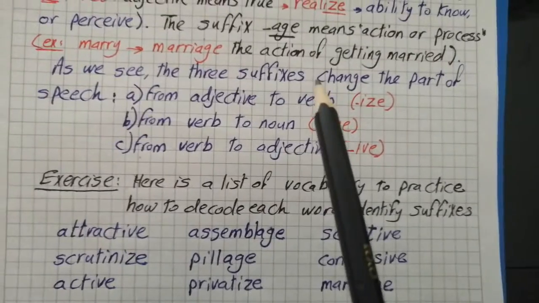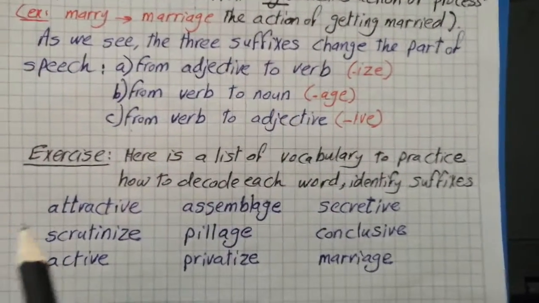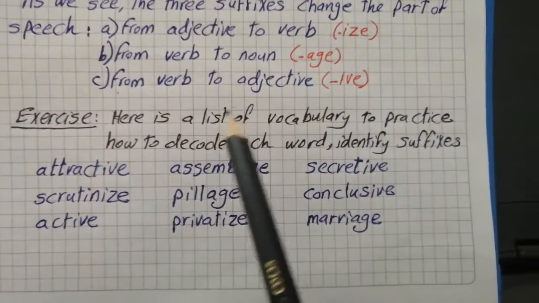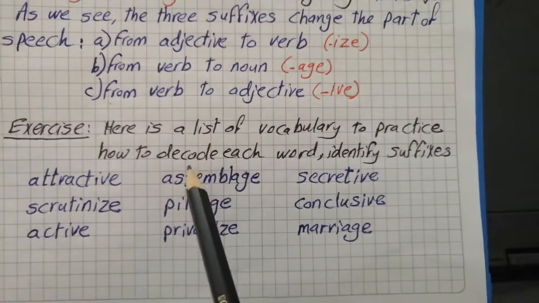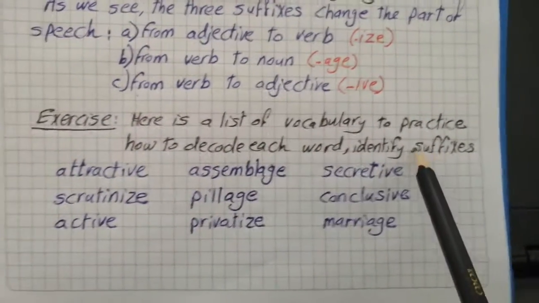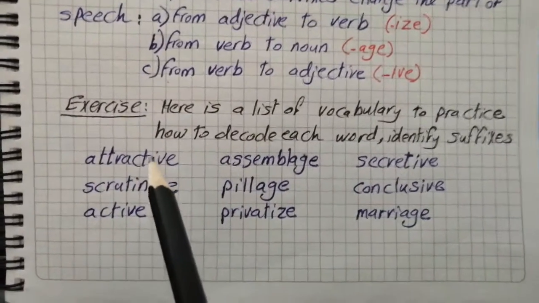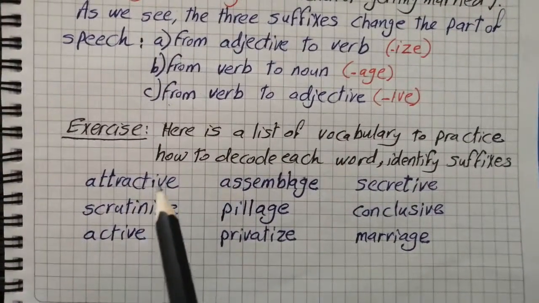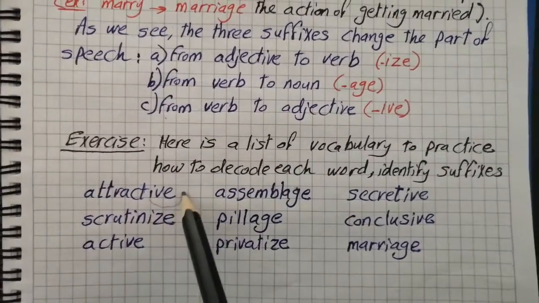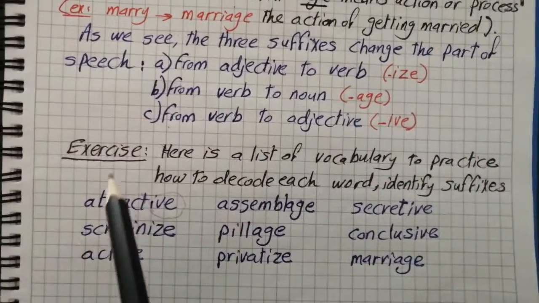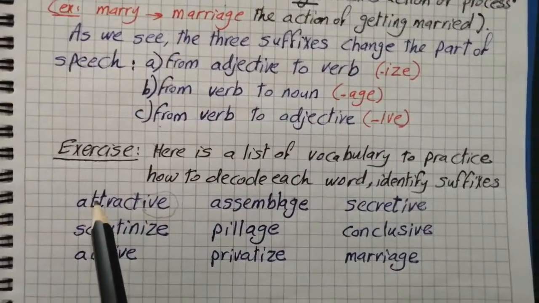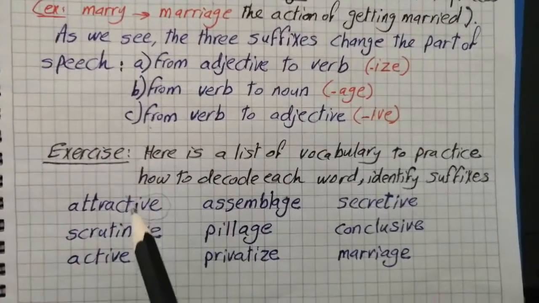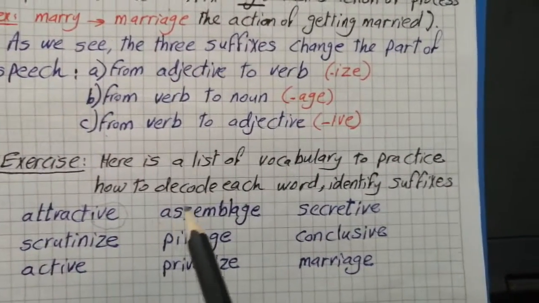This is the way of adding a suffix to the base word. Here we have an exercise just to practice using suffixes. Here is a list of vocabulary to practice how to decode each word and identify the suffixes. Here I want you just to identify the suffix added to the base word. The first word is attractive. So think with me, what is the suffix? Yes, super. The suffix is IVE. And it changes here from a verb into an adjective. Attract means to get the attention of somebody. And attractive, the ability to attract others.